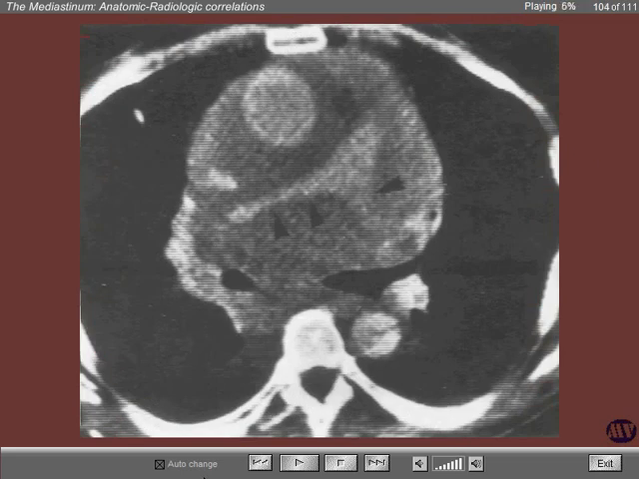A CT of this patient showed that there was a tumor wrapping around the heart, encasing the right pulmonary artery and producing the enlarged mediastinal shadow. That tumor extended above the aorta, and it turned out to be due to a lymphoma.